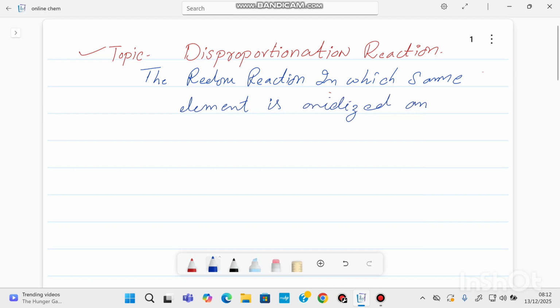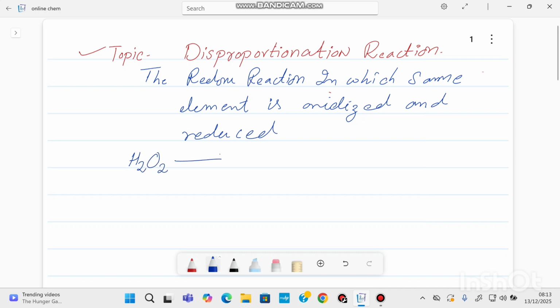Before this, you have studied the redox reactions and change in the oxidation numbers, and assigned which element is oxidized and which element is being reduced. Now, we are studying a type of redox reaction where oxidation and reduction take place in a single element. In one element, oxidation will take place and reduction.